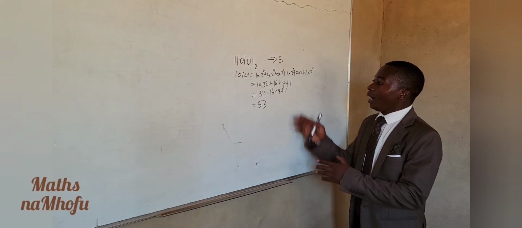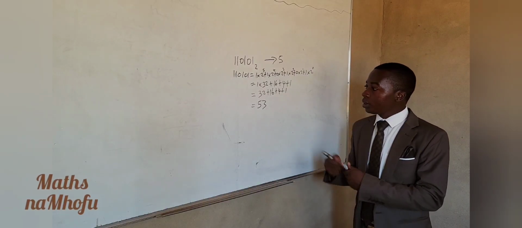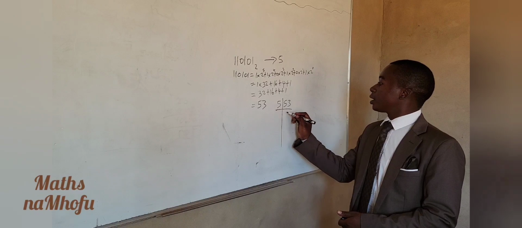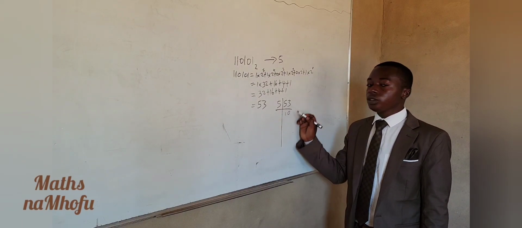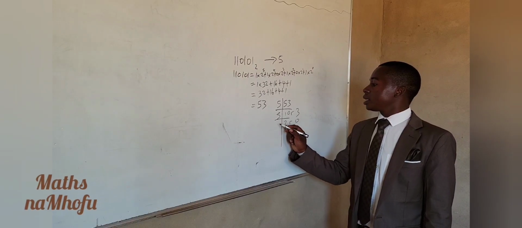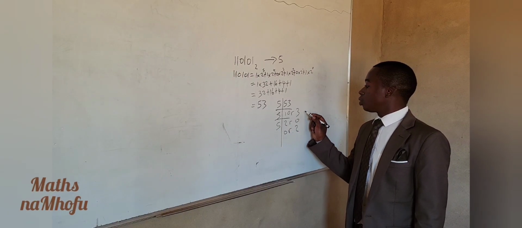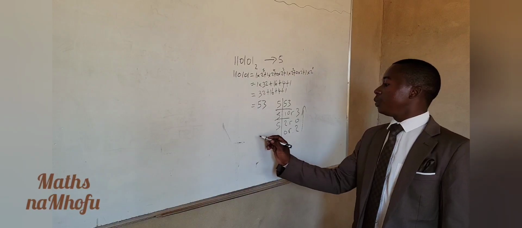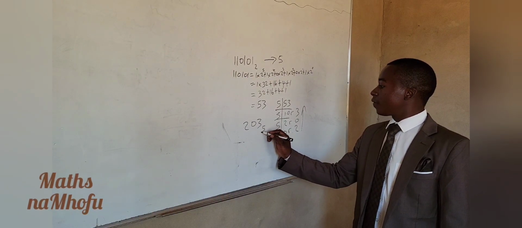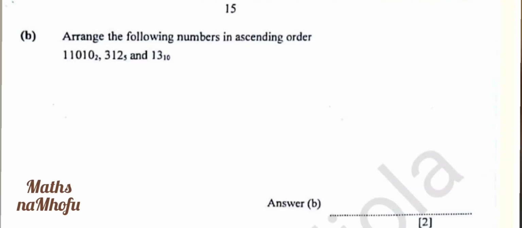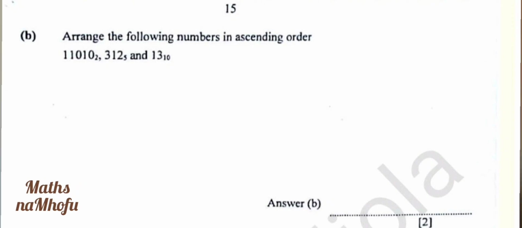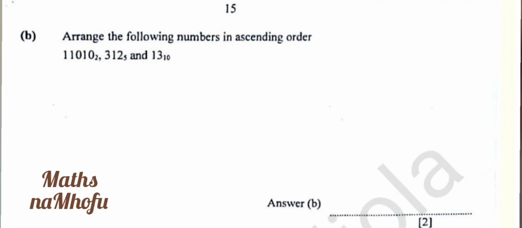Now 53, we want to write as a number in base 5. You divide by 5 and write the remainders. 5 into 53 is 10, remainder 3. Then 5 into 10 is 2, remainder 0. 5 into 2 is 0, remainder 2. And our final answer will be 203 in base 5, because you read it from down going up. Are we together? Yes. The next question.